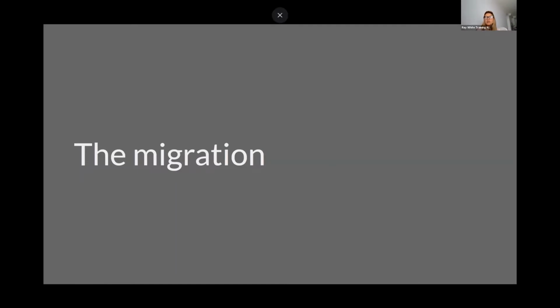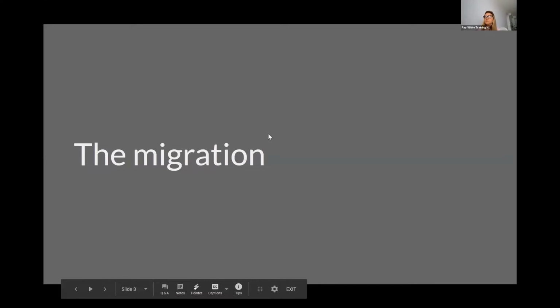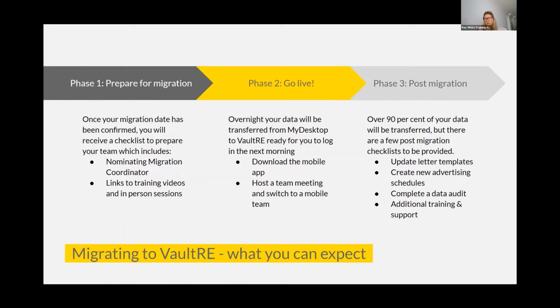Okay, the migration itself. So we'll jump into that and just be aware, this is a bit of a guide to show you what's going to happen and the phases that we're going to go through. So it's nothing necessarily that you need to start actioning today, and I'll take you through what that looks like. So a slight overview of the migration process, which goes through 3 phases. So firstly, once your migration date has been confirmed, you'll receive a checklist to prepare yourselves for what the migration will look like in the next 2 phases from going live and then post-migration.